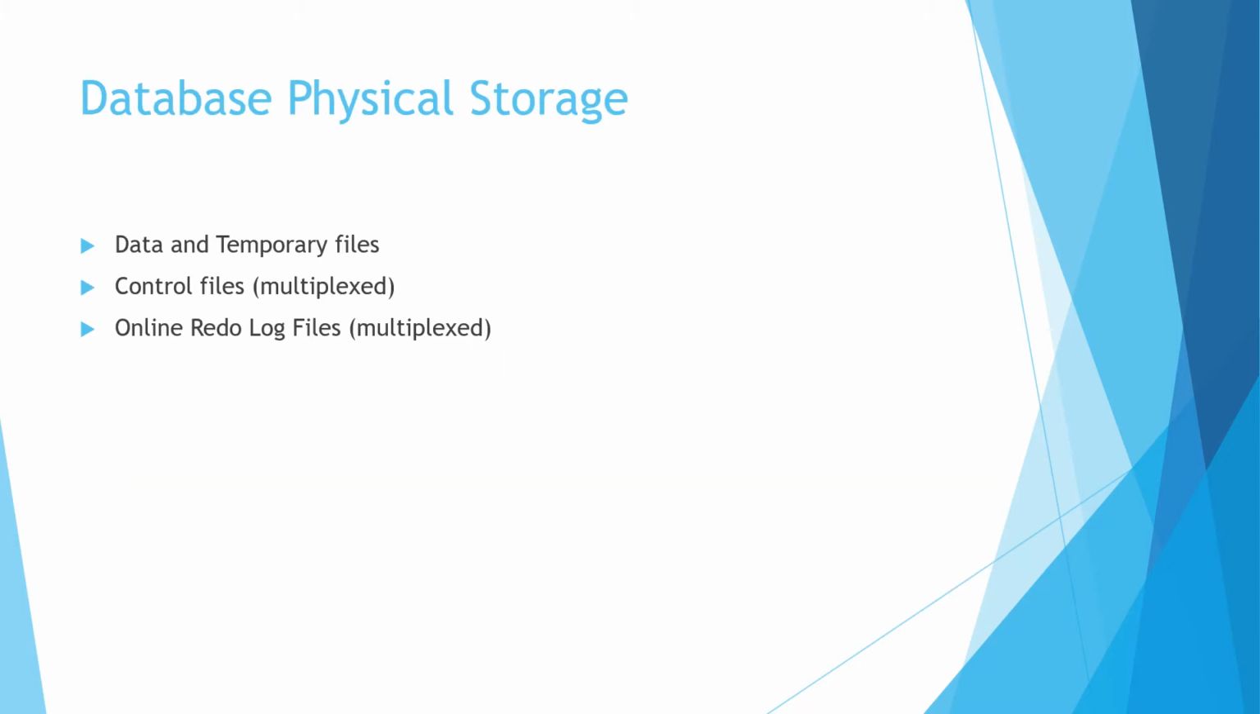Oracle Database physical storage consists of various types of files. Database file types include data files and temporary files, control files, and online redo log files. Data files are used to store tables, indexes, materialized views, and data dictionary information. Data is written in Oracle proprietary format and cannot be read by other programs.